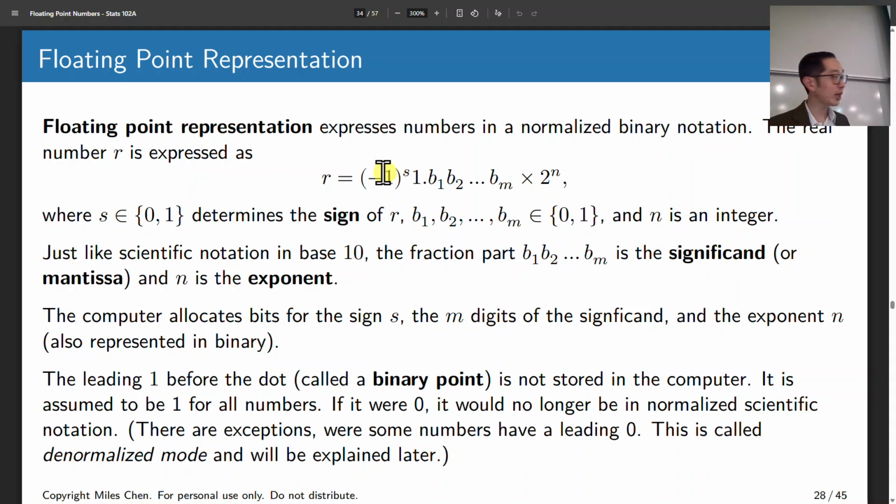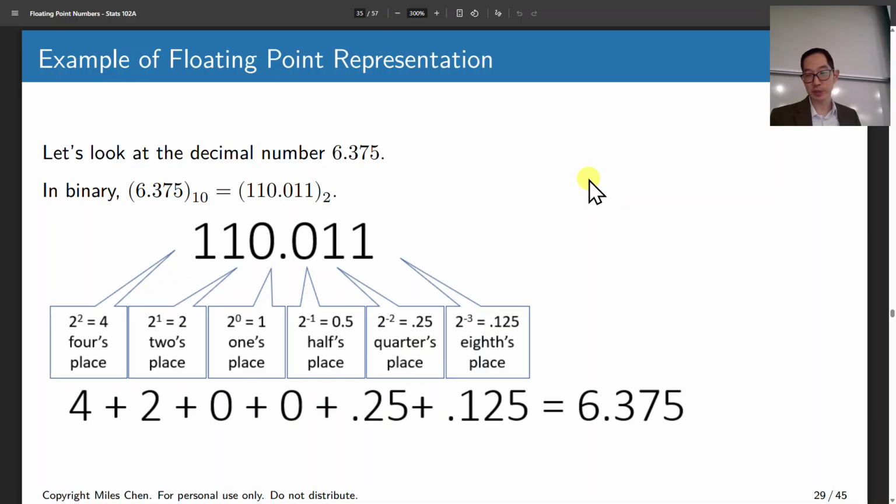We have a bit for the sign, so the sign is either going to be a 0 or 1, so either positive or negative values. We've got these bits for the significand, or we also call that the mantissa, and then we have bits to represent the exponent, which is going to tell us what power of 2 we are using.